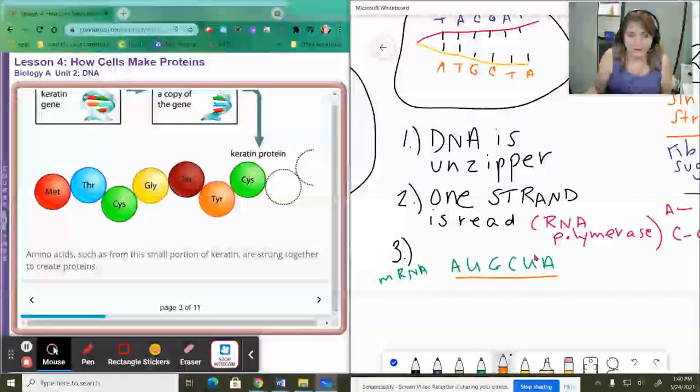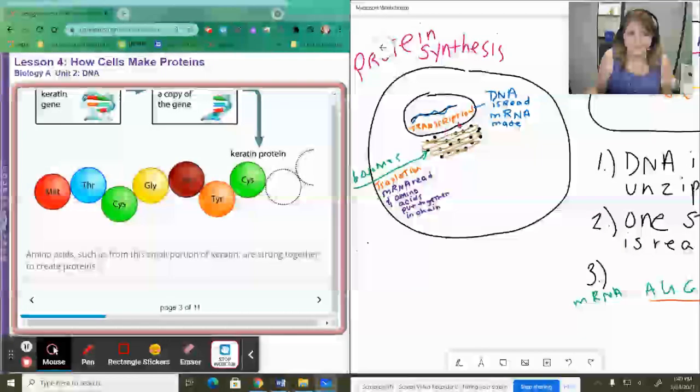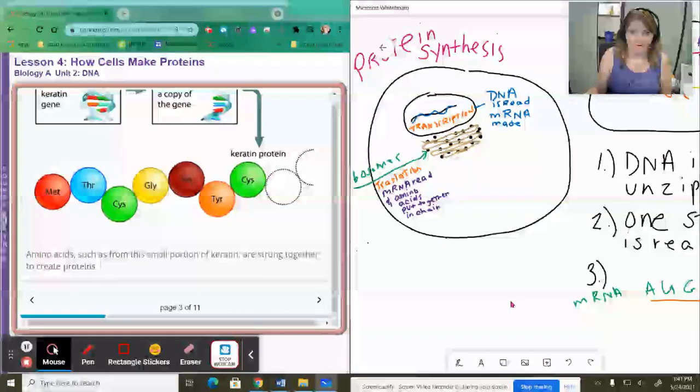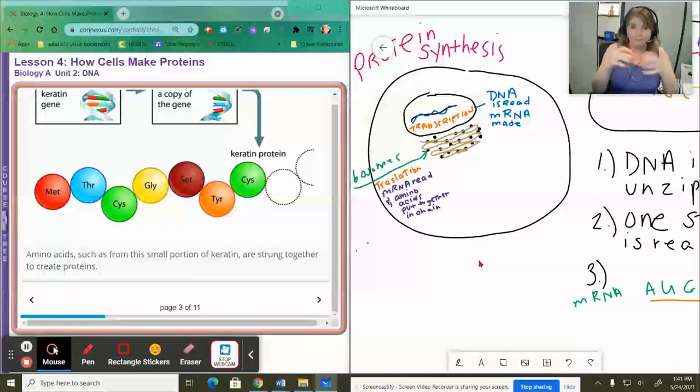And then this little guy was in the nucleus. Now it's going to wiggle its way out of the nucleus and find one of those black ribosomes. So transcription is completed. That's all it is. Transcription is unzipping it, using one of the strands as a template to make the messenger RNA, the complement to it. Once that messenger RNA is made, it leaves the nucleus and goes to find a ribosome.